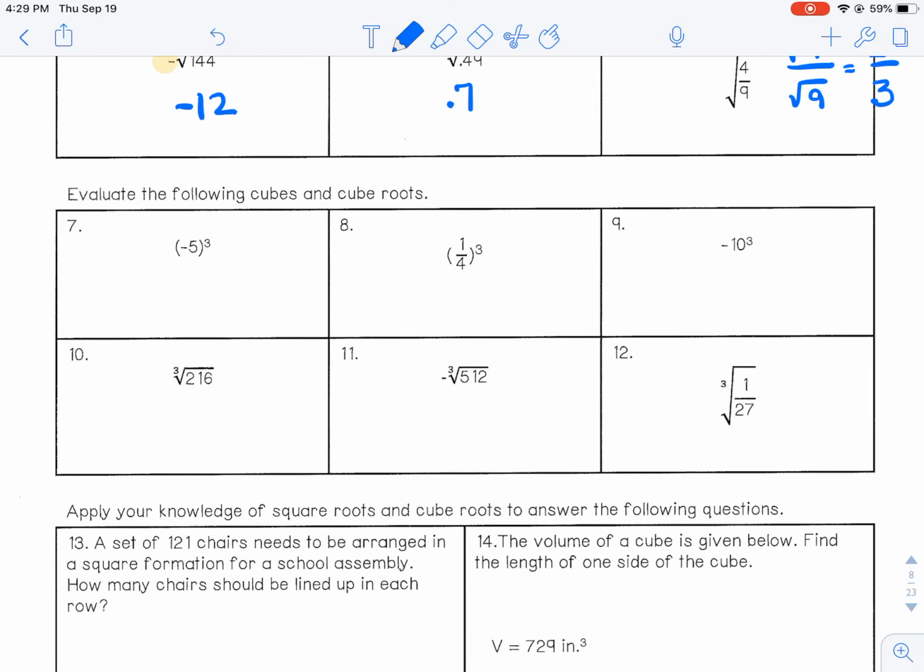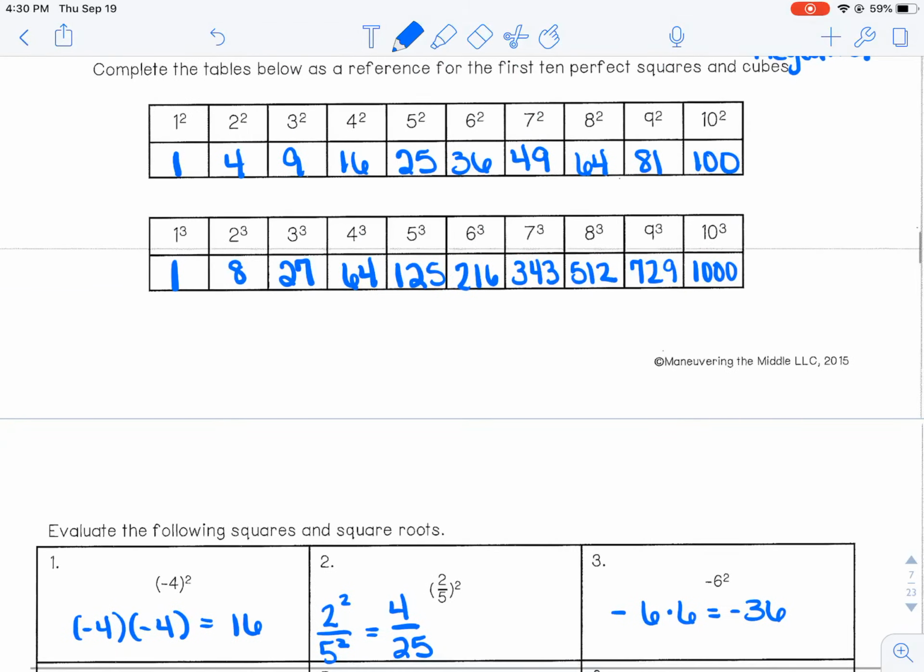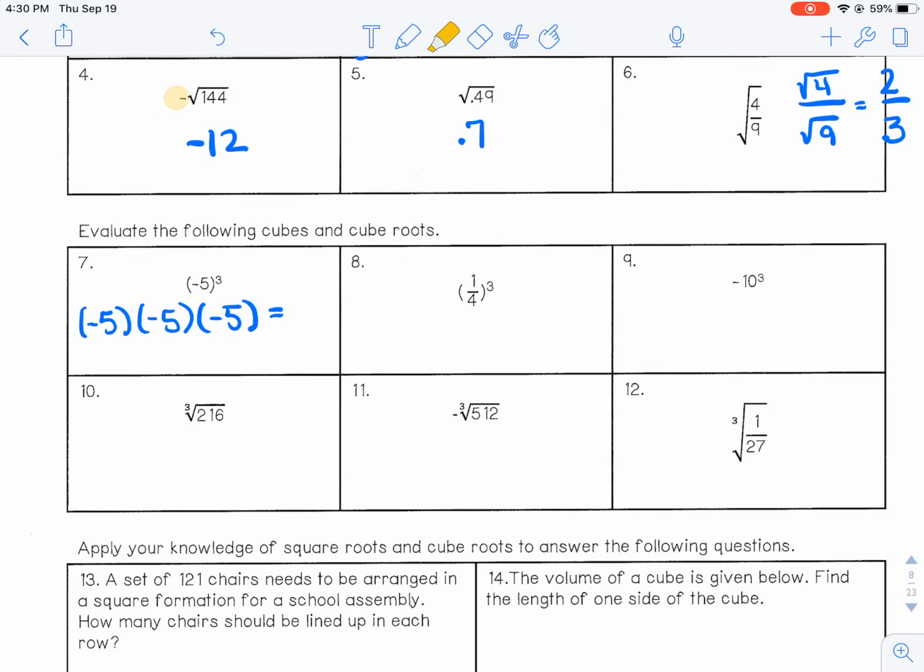But with the cubed roots, you might have to flip back and forth. Okay, so I've got the negative 5 raised to the third power, and it is in parentheses, but the parentheses don't really matter because we know that a negative times a negative times a negative is always going to give you a negative answer. So again, think of it this way: negative 5 times negative 5 times negative 5. Okay, I'm going to cheat and look back up at my answer. So I know that 5 to the third power is 125. Okay, so negative 5 to the third power would be a negative 125.